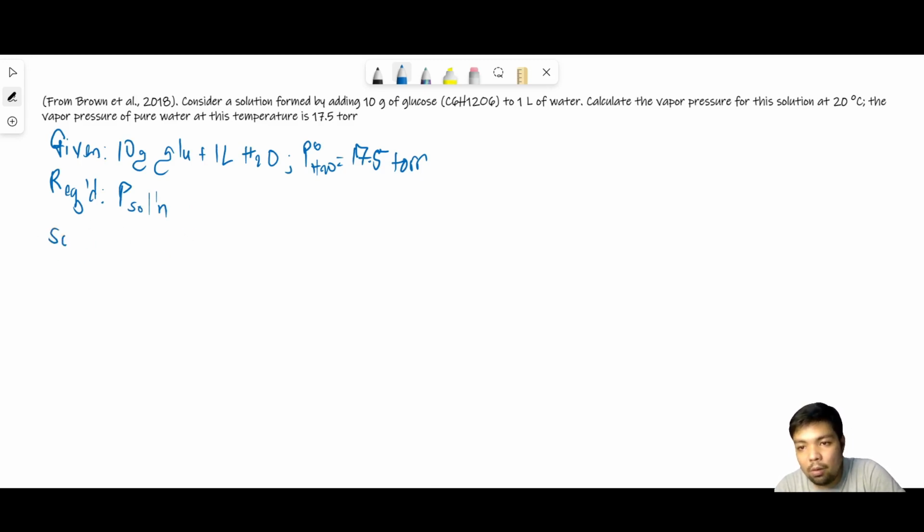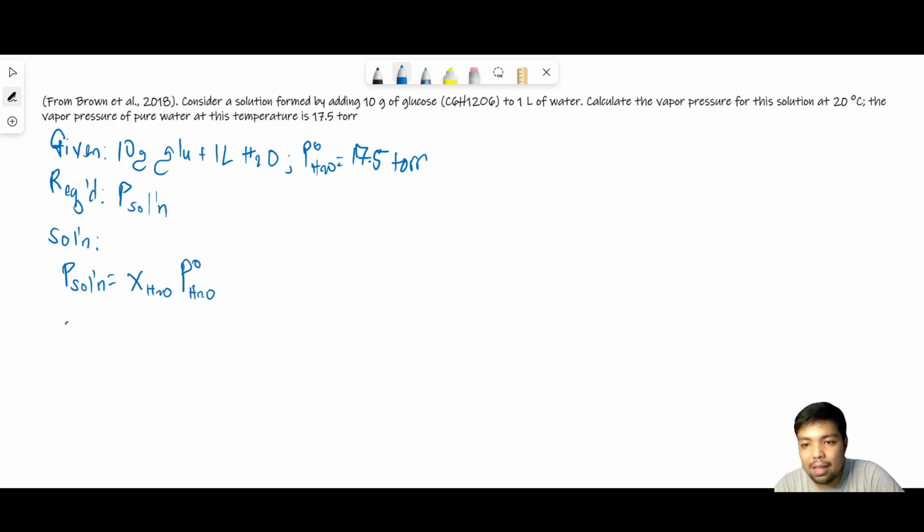Then we go to our solution. We know that this is a classic example of Raoult's law. To help you remember, I think I'll write first the formula that we will use for Raoult's law. So the vapor pressure of the solution is equal to the mole fraction of our solvent, which is water, multiplied by the vapor pressure of pure water.